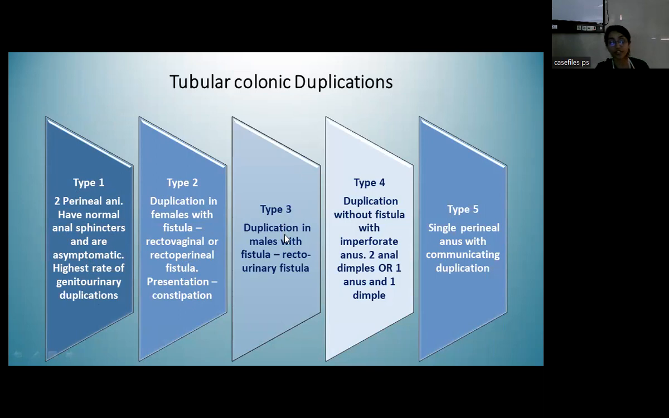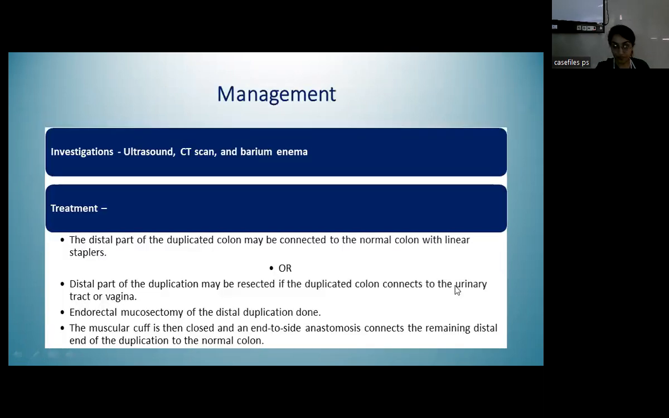Type 3 can be duplication in males with a fistula, which can be a recto-urinary fistula. This is a very rare subtype. Type 4 can be duplication without fistula with imperforate anus. One of them is not having a fistula, it is imperforate. Or two anal dimples may be present, or one normal anus can be present with one dimple which is not communicating. Type 5 can be a single perineal anus with a communicating duplication.